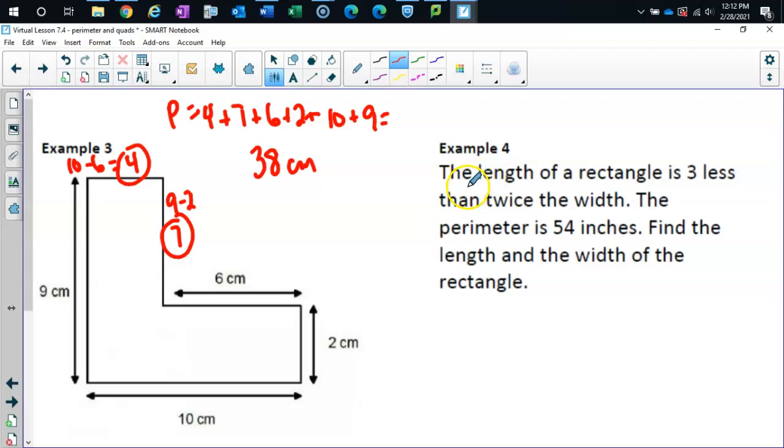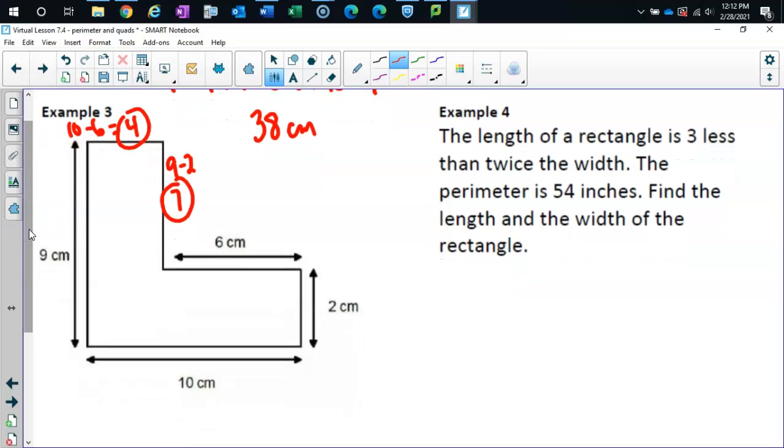Okay, number 4. This problem is a little complicated. Make sure you are taking good notes. Okay, the length of a rectangle is 3 less than twice the width. The perimeter is 54 inches. Find the length and the width. Well, guys, the first thing I'm going to tell you, and you're going to hear me say this a million times in the next few weeks, draw a picture. Start by drawing a picture.